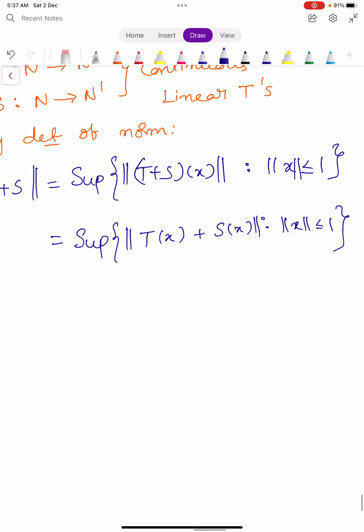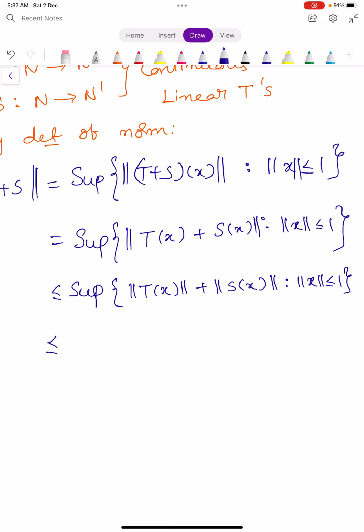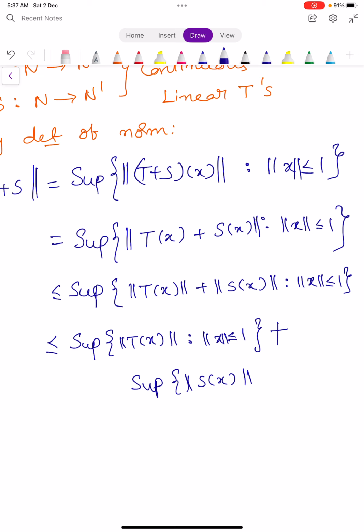Split the norm, which is less than or equal to the supremum of norm T of x plus norm S of x such that norm x is less than or equal to 1. Again split this set: the supremum of norm T of x such that norm x is less than or equal to 1, plus the supremum of norm S of x such that norm x is less than or equal to 1.